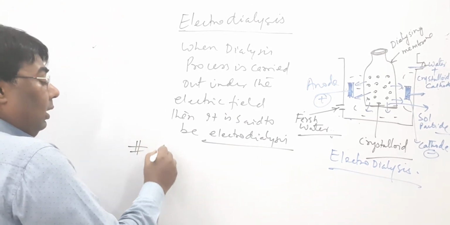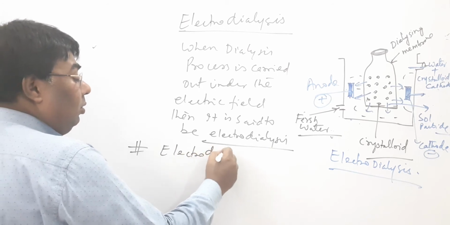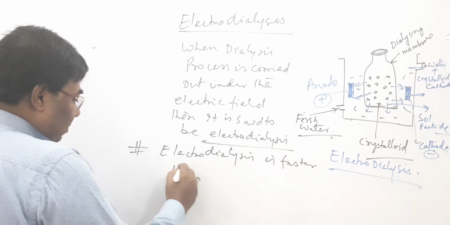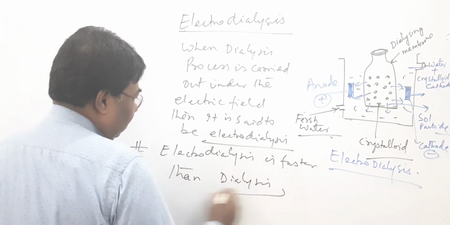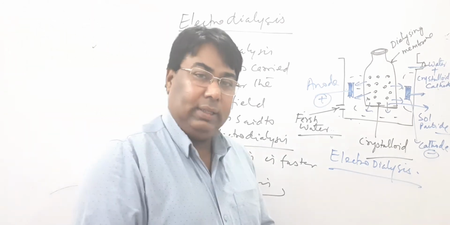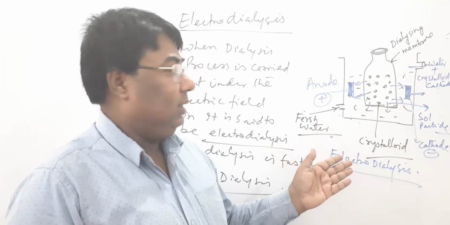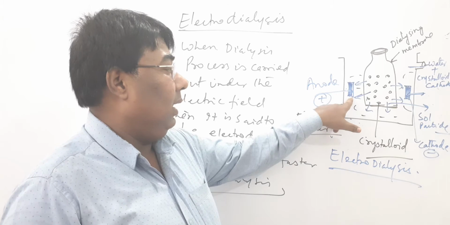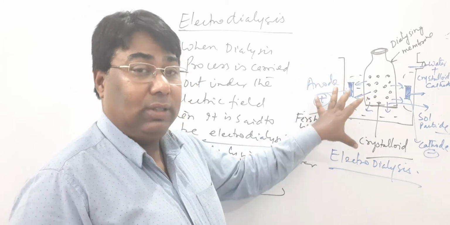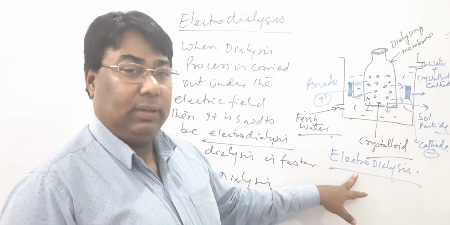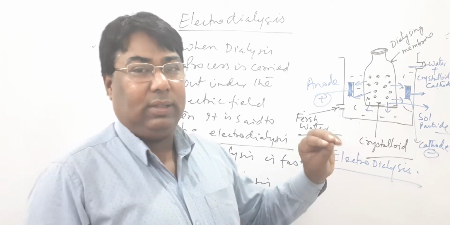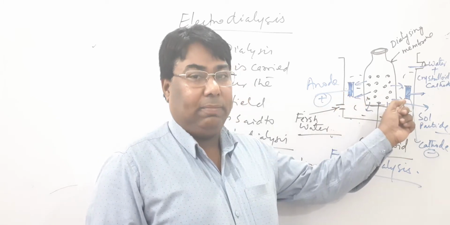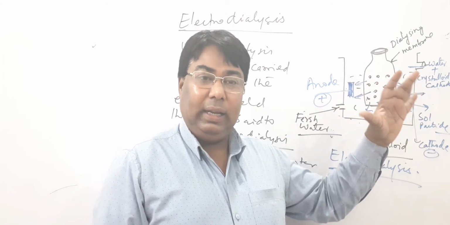Note, electrodialysis is faster than dialysis. It is faster. In this process, the same process as discussed in dialysis, but we create an electrical field by placing an anode and cathode, and then this process is said to be electrodialysis. In this case, anode and cathode are present to create the electric field.